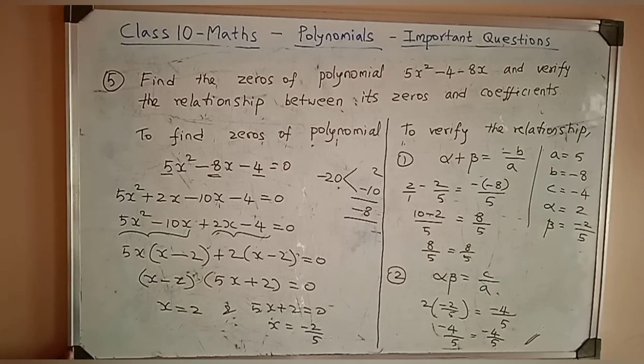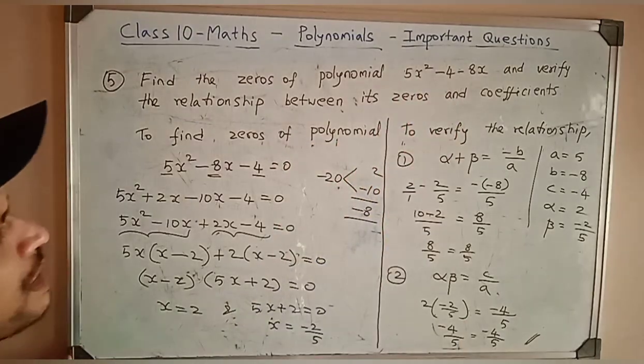So like this, we have to find the zeros of polynomial by middle term splitting method. Then I have to verify the relationship substituting the given coefficients and the zeros.